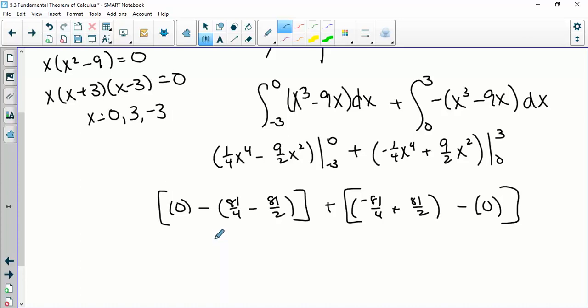So we get 81 over 4 plus 81 over 4, or 81 over 2. And it had to turn out to be positive because I wanted that absolute value. If we just integrated from -3 to 3, we would have ended up with a 0 on this one because you had equal amounts above and below the x-axis. Questions on that one?